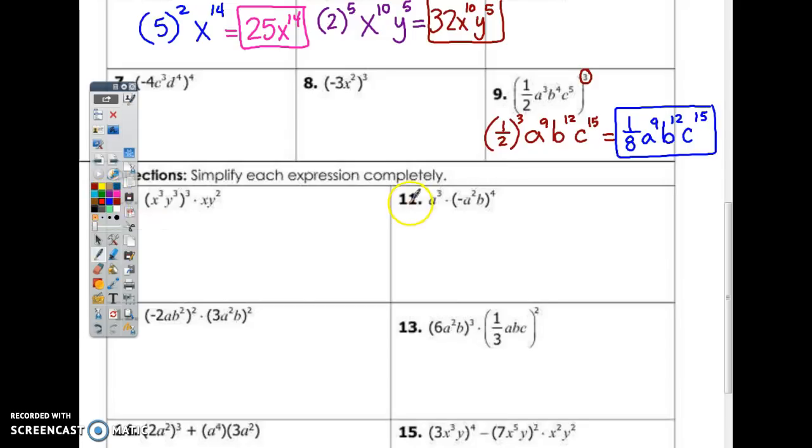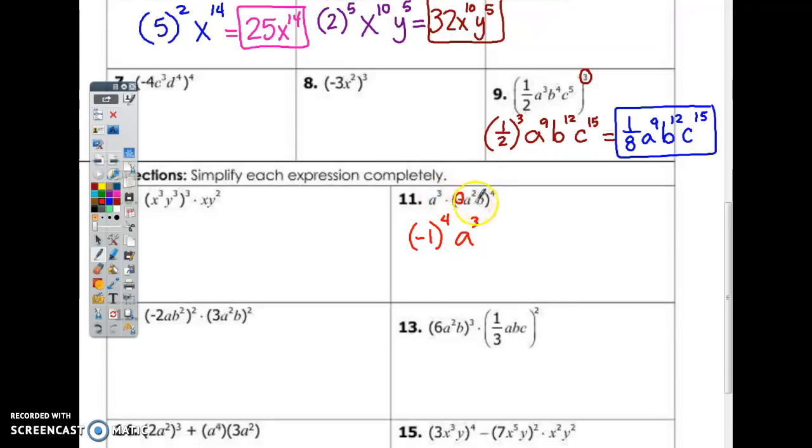Number 11, I'm not going to do it with you, but that's a -1. So remember, it's -1 to the power of 4. And if you forget to put it in parentheses, you're going to get the wrong answer. Okay? It always has to be in parentheses raised to that power. And then this one stayed the same, right? This one just stays a to the 3rd power because I don't multiply anything. It's not inside the parentheses.